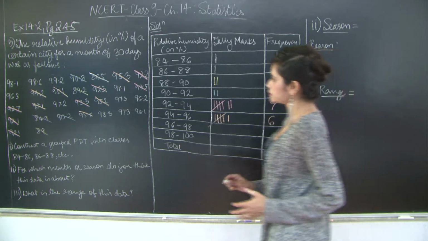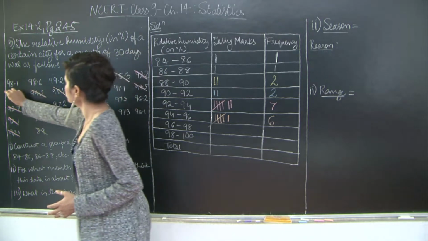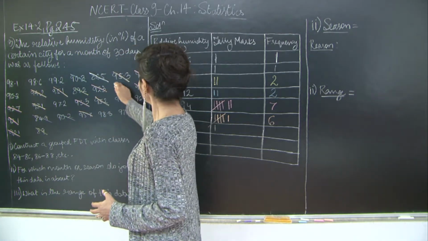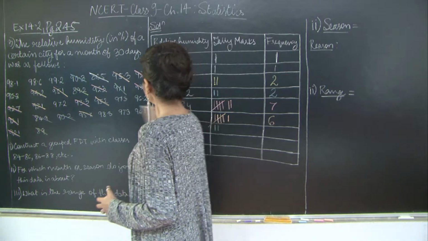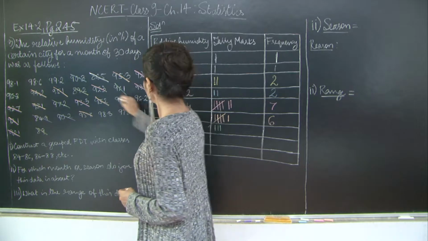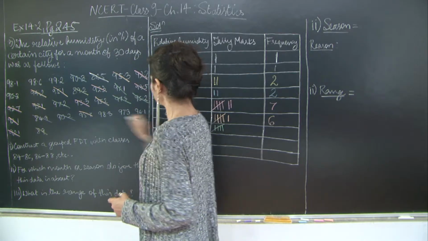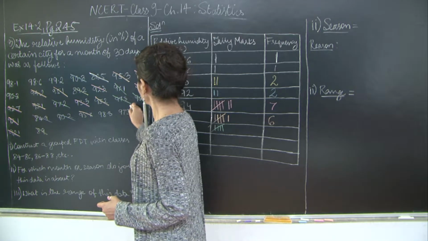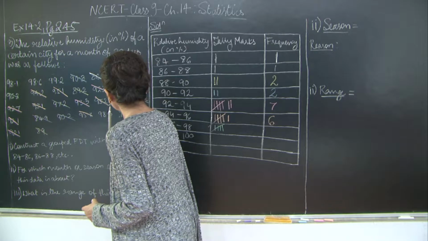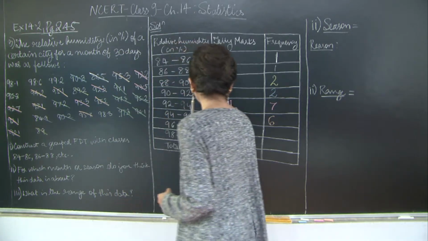So 96 to 98, you have 1 here, 2, 3, 4, 5. I'm sorry, this is 97.3, so 6 and 7.